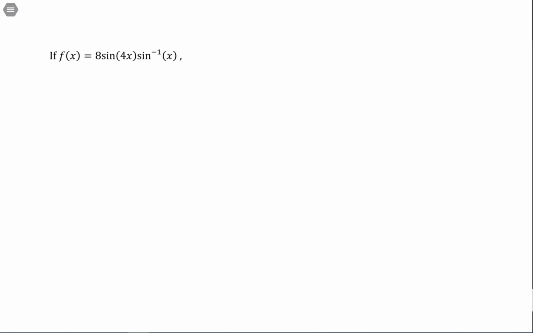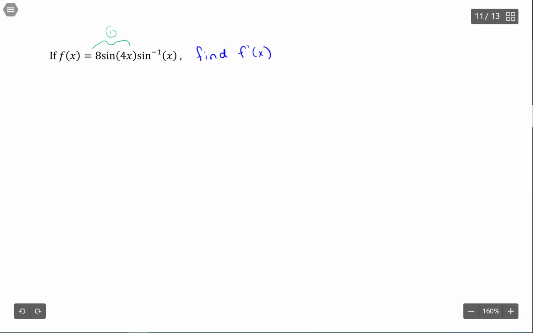If f of x equals 8 sine 4x times the arcsine of x, find f prime of x. So to find f prime of x, I have two functions. First I'll say is 8 sine 4x. And the second I'll say is the arcsine. And these two functions are multiplied. So in order to find the derivative, I'll need to use the product rule.